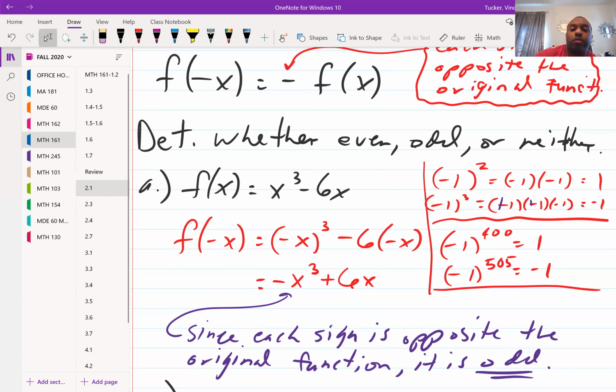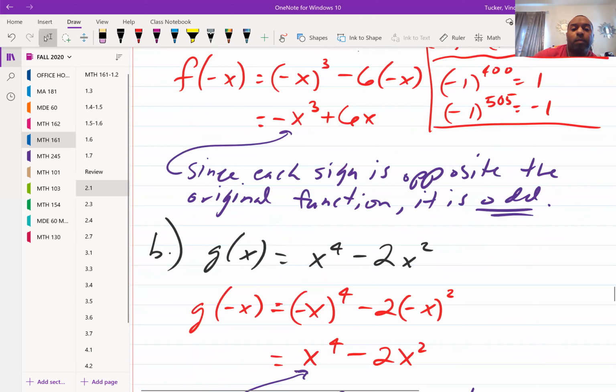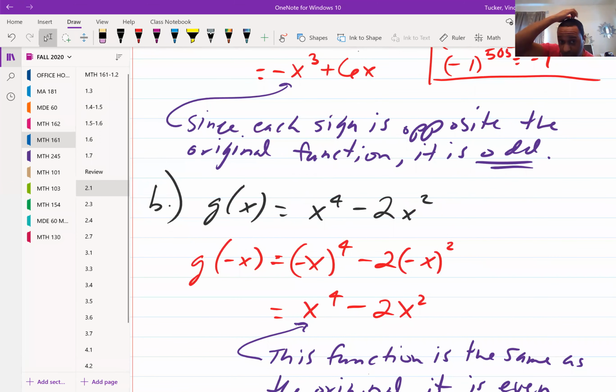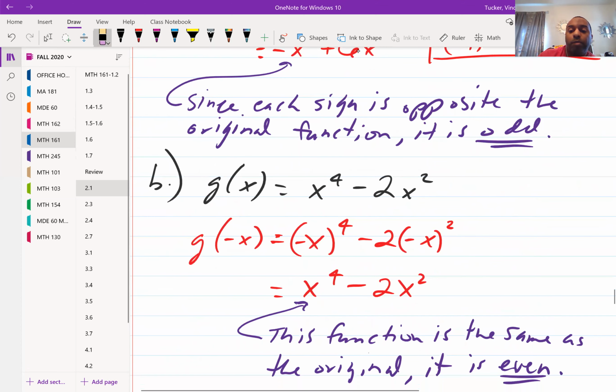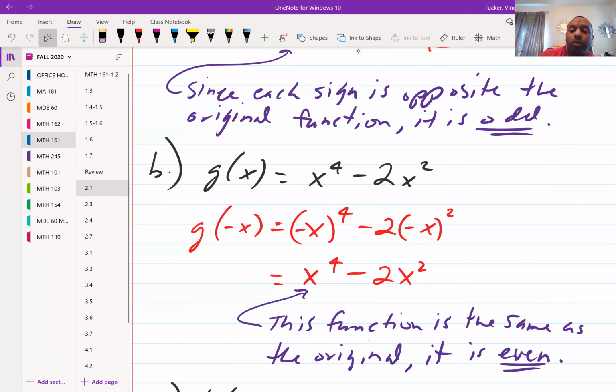All right, next one. We have g of x is equal to x to the fourth minus 2x squared. Plug in negative x into the function. We have even powers. So negative x to the fourth is going to be positive x to the fourth, and negative x squared will be positive x squared. So this function is the same as the original, and that means it's even.